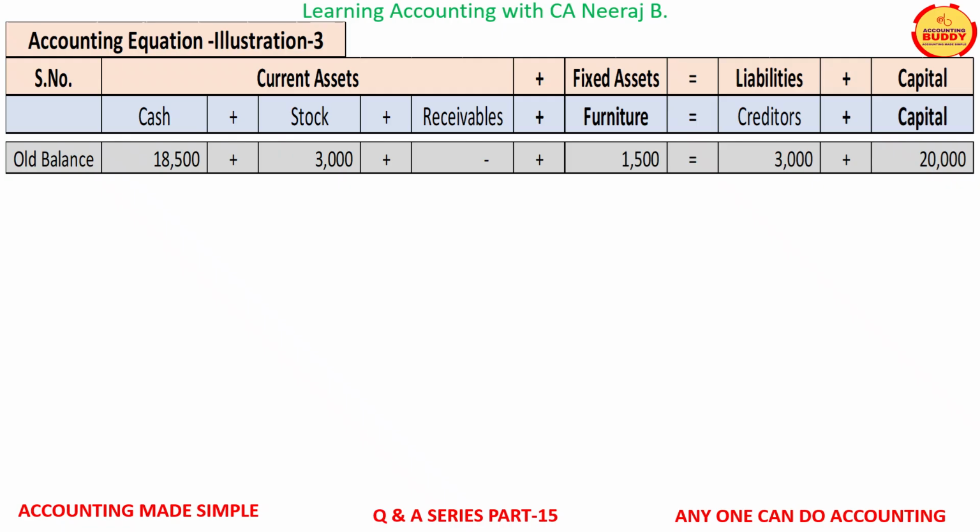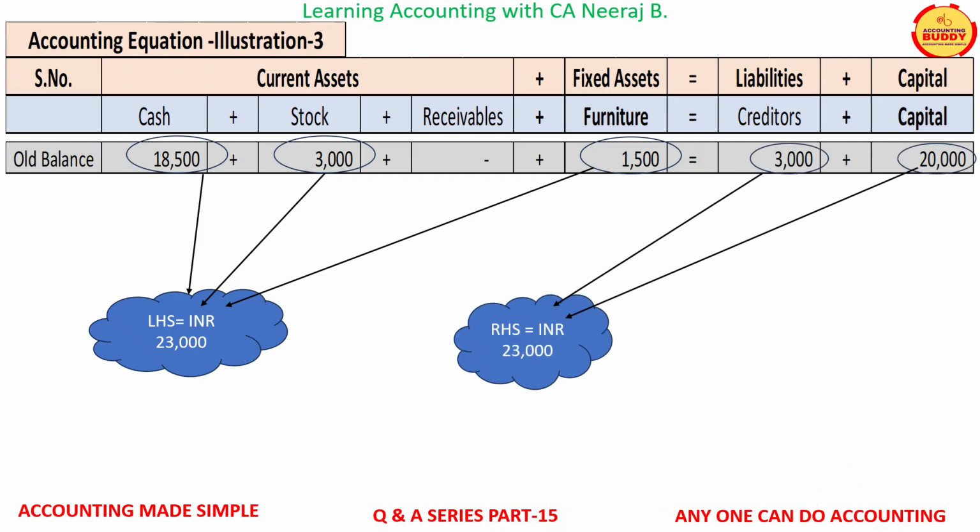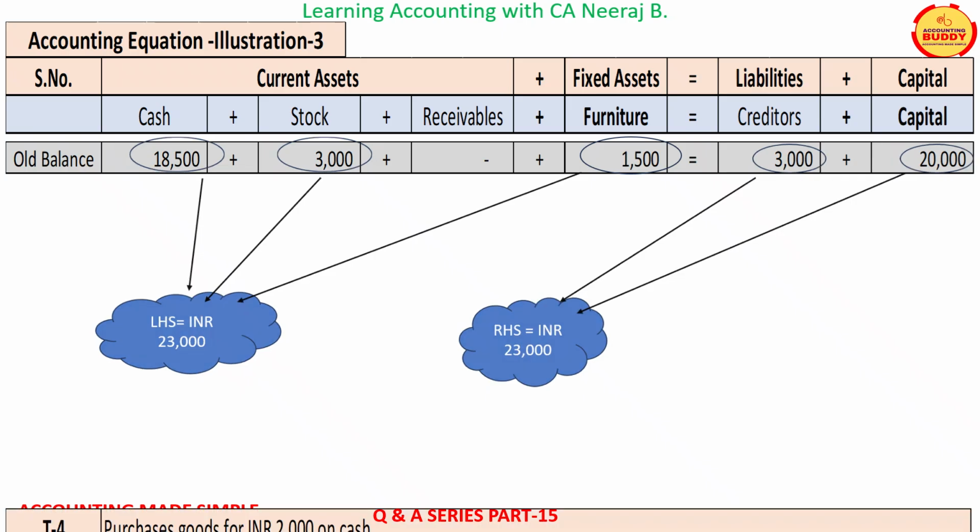The accounting equation balance after the three business transactions discussed in the previous slide is displayed on your screens. Total assets on the left hand side of the accounting equation amounting to INR 23,000 is equal to the sum total of the liabilities of 3,000 and equity of 20,000 on the right hand side of the accounting equation.